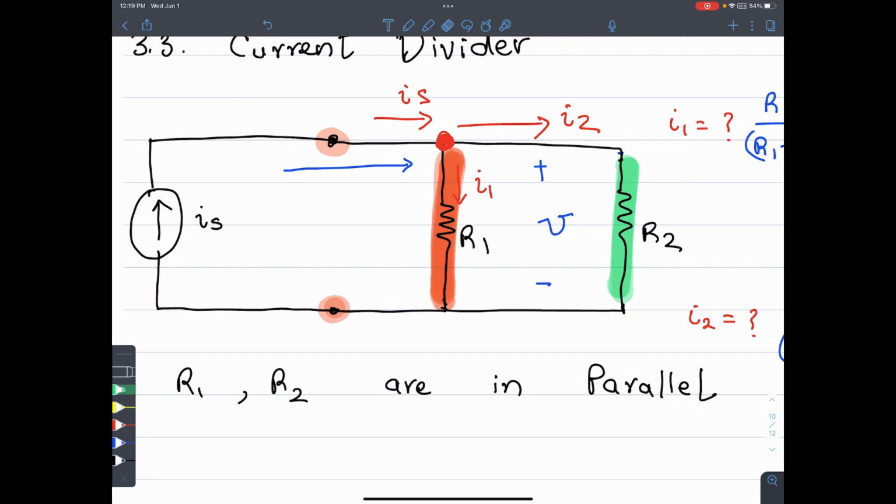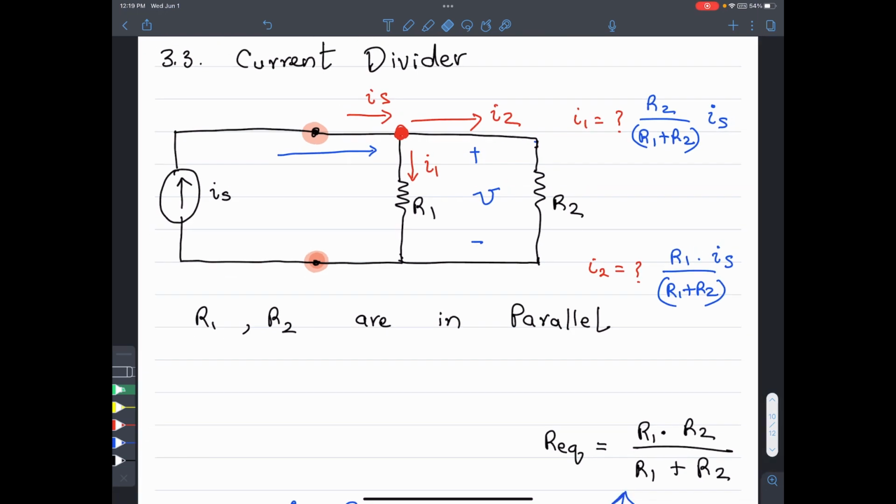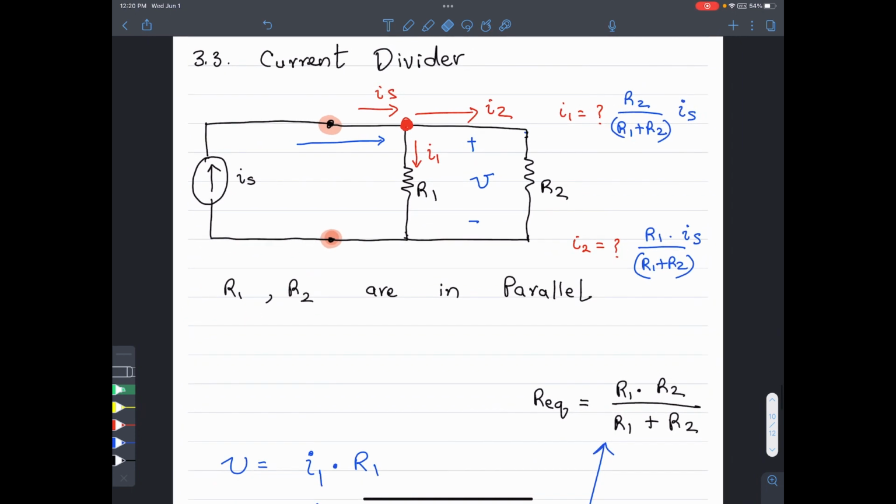Similarly, if a resistance is big, it has lower traffic or lower current, and if a resistance is small, then that has higher current. You see the idea? The lower resistance has higher current, and the higher resistance has lower current when they are connected in parallel. That's the idea of current divider. And we will illustrate this using an example problem.